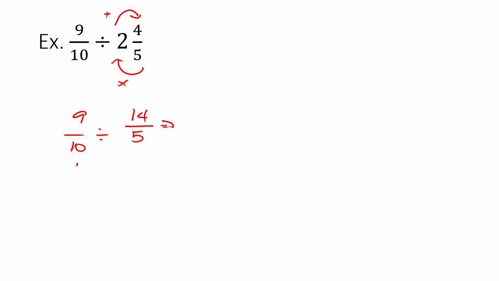Now you can keep, switch, flip. 9 over 10 stays the same. Division is now multiplication, and 14 over 5 is now 5 over 14. 9 times 5 and 10 times 14. Again, make this way easier for yourself.